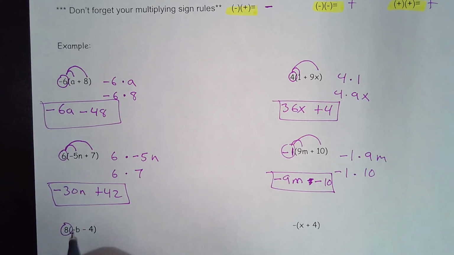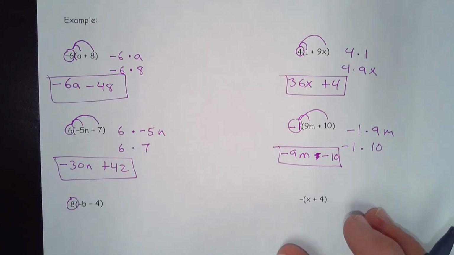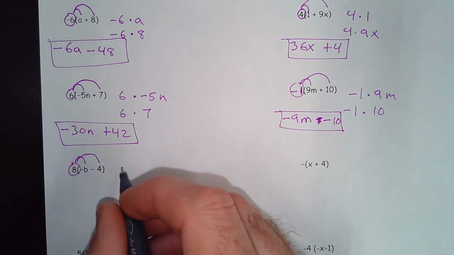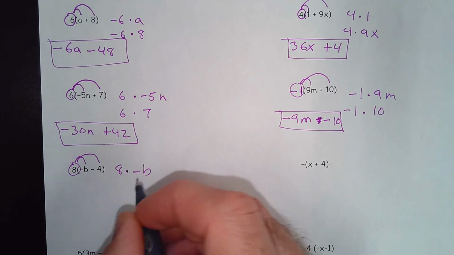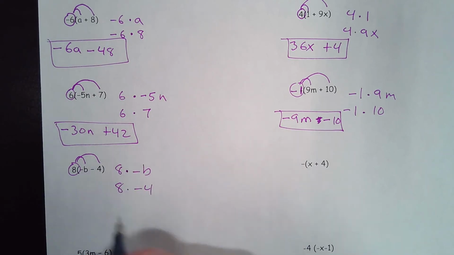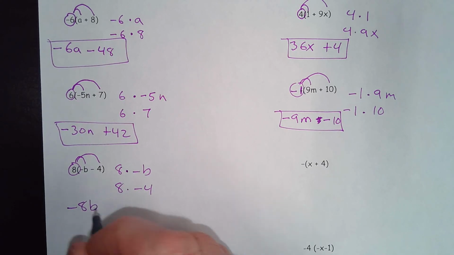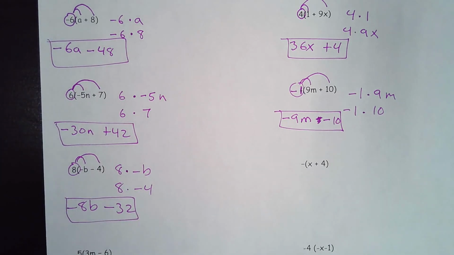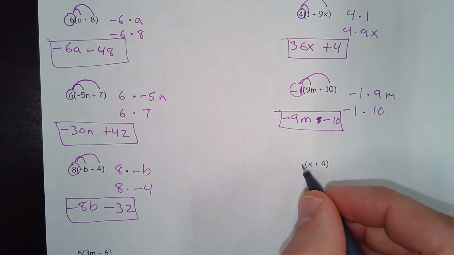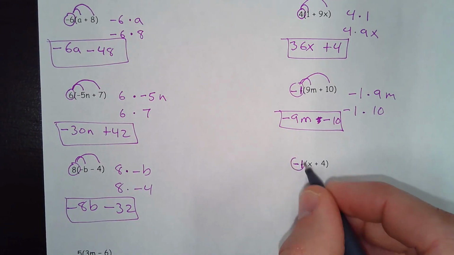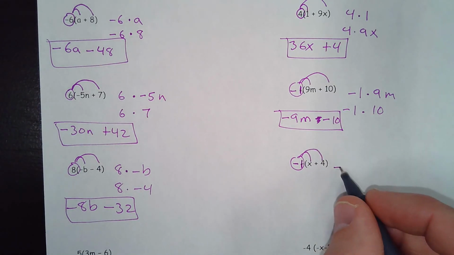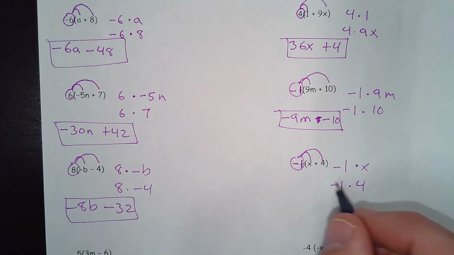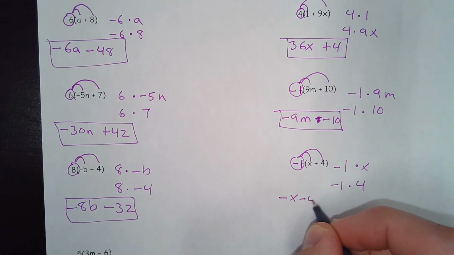All right, we'll do these next two down here. 8 distributes to both things. So we have 8 times -b and 8 times -4. This becomes -8b minus 32. And then another negative. So when we have just a negative, think of it as -1 distributing, and -1 times x, -1 times 4. So just the signs change to -x minus 4.